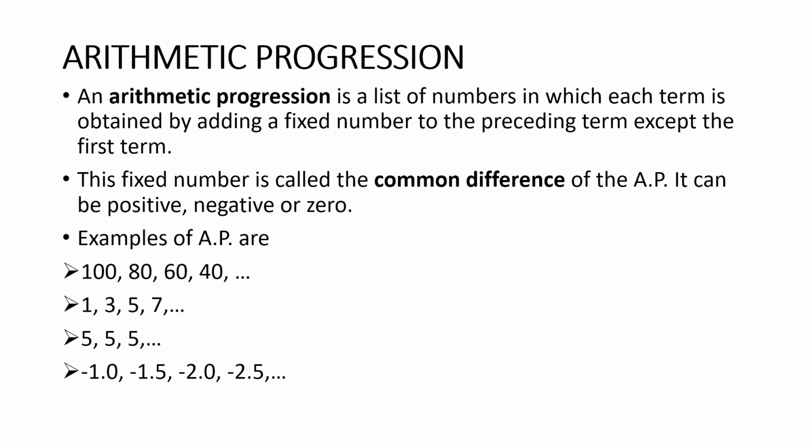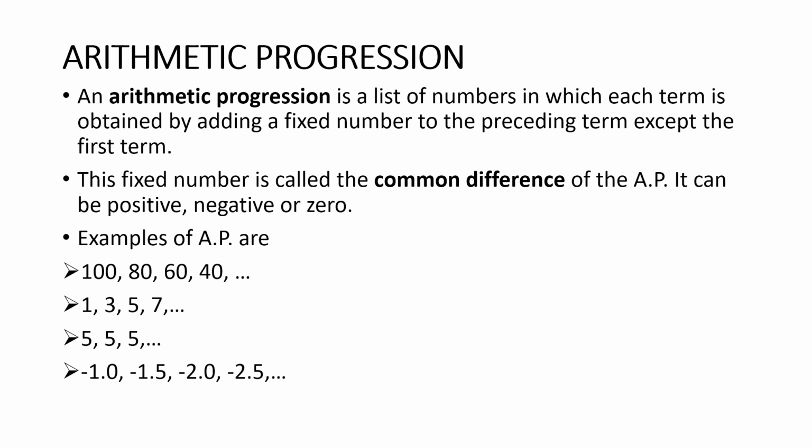Now the first step to the temple starts from the ground, obviously. Every step is at a 15 centimeter rise from the previous step. And suppose there are 50 steps, then one has to climb 15, 30, 45 up to 750 centimeters. The meaning is the distance between the two steps is the same, and you have some number of steps which leads to the monument. So an arithmetic progression is a list of numbers in which each term is obtained by adding a fixed number to the preceding term except the first term.